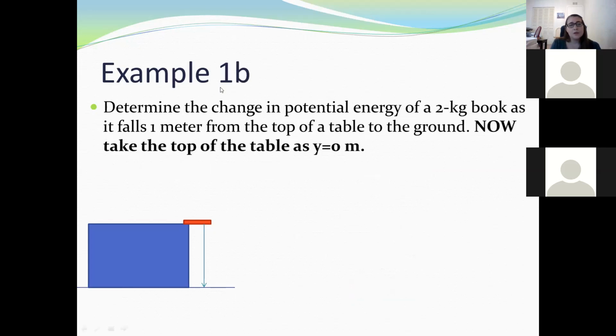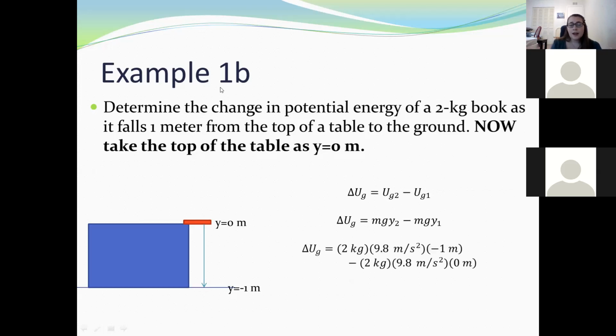Example 1b, now same scenario, but let's take the top of the table as our zero point. So here y equals 0 is where the book starts. That means it'll end up at a position of negative 1 meter because it fell down 1 meter. So the same setup, right? Our change in potential energy is the same, potential 2 minus potential 1, which is mgy2 minus mgy1. Now our y2 is negative 1 and our y1 is 0. But we end up getting the same result. Our change in potential energy is still negative 19.6 joules.